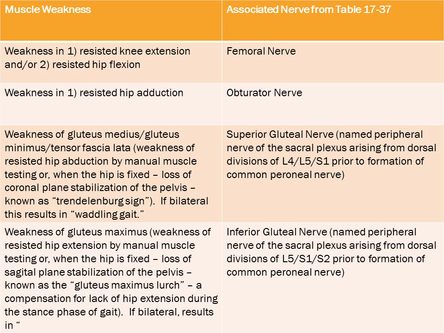So, with weakness of the gluteus medius, with the hip or the pelvis unstabilized, we will notice weakness in resisted hip abduction. However, when the hip joint is fixed, for example, when the examinee is walking, weakness of the gluteus medius muscle will manifest as loss of stabilization of the pelvis in the coronal plane, meaning that the pelvis drops opposite the weight-bearing side, and we know this traditionally as a Trendelenburg sign.